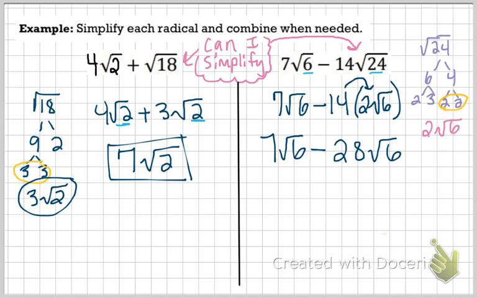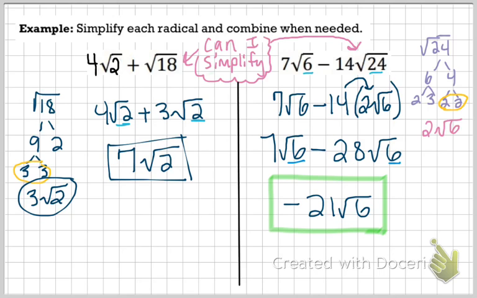Now they have the same radicand, so now we have no problem with combining them. So 7 minus 28 would give us a negative 21 square root of 6, because that's what they had in common, so that's what our answer has to have. Doable.